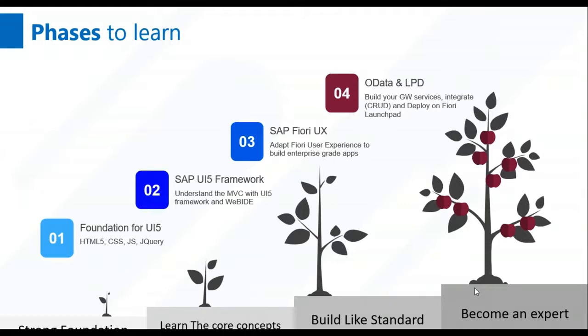Now the next one is learning the core concepts of UI5, phase 2, where we will talk about MVC architecture, model view controller. We will learn about tooling, how to install and set up our development tool. And guess what? This development tool is available in trial mode for free. You can download and install it on your local computer, the development tool, so-called WebIDE. Why is it called WebIDE? Because it's a web-based development tool, a web-based integrated development environment.